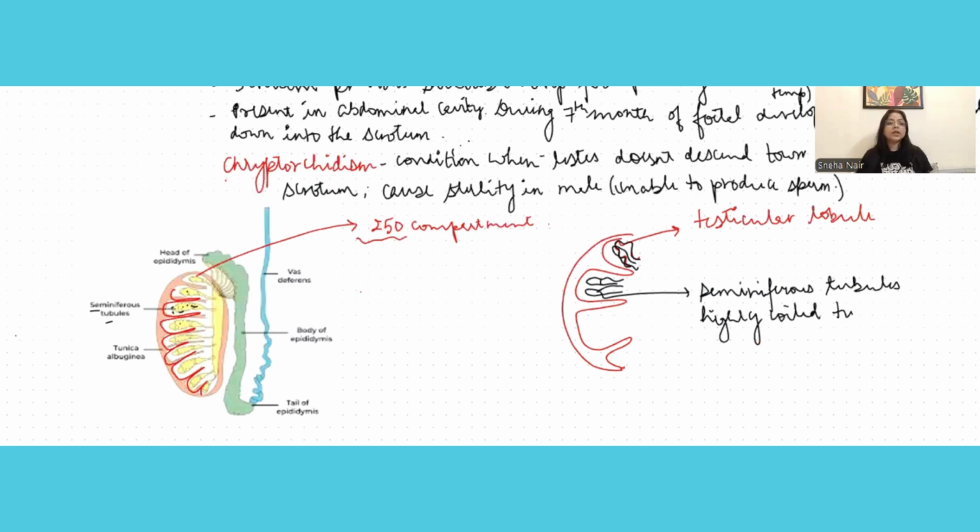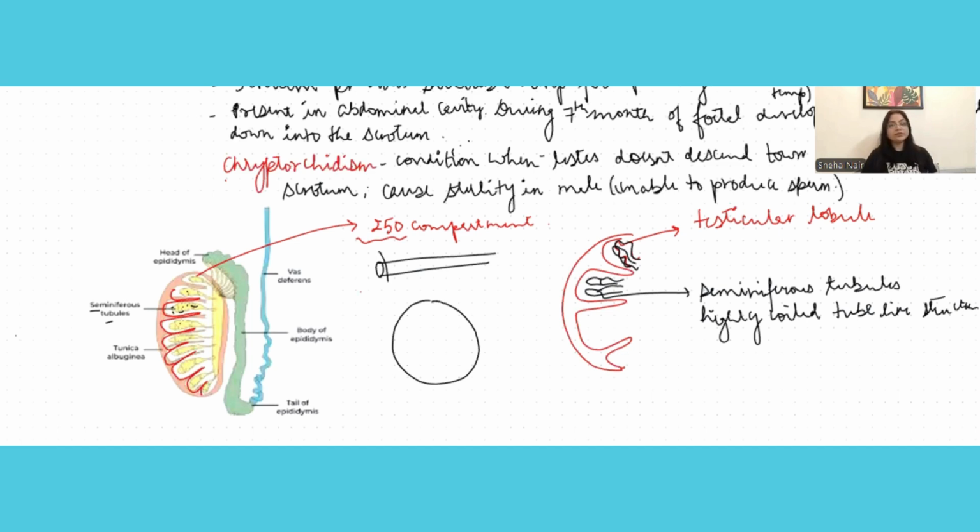All right. Now, what is the role of these seminiferous tubules? Friends, this is the place where spermatogenesis actually takes place. Let us take a cross section of this seminiferous tubule. If this is the seminiferous tubule, let us just cut a section of it. So this is a cross section of the seminiferous tubule.